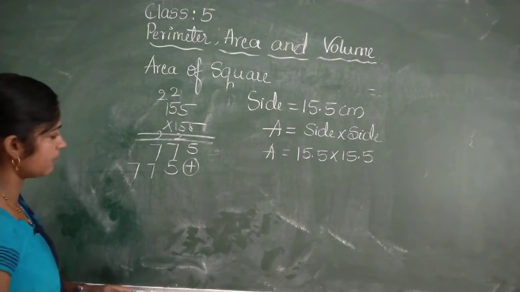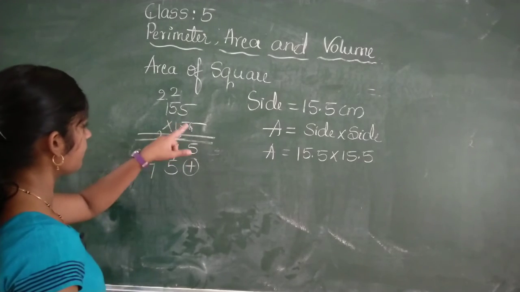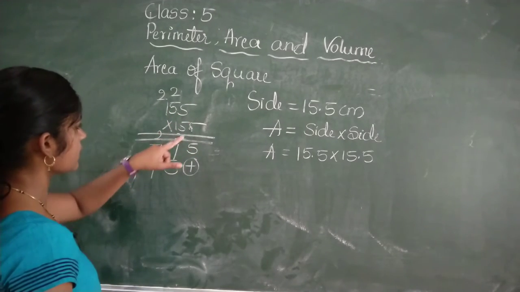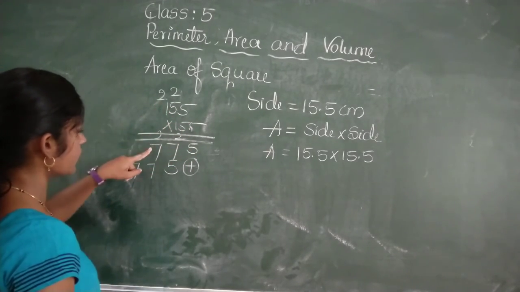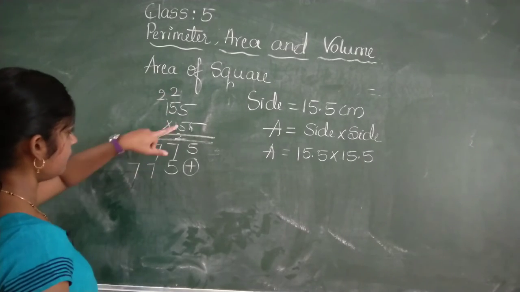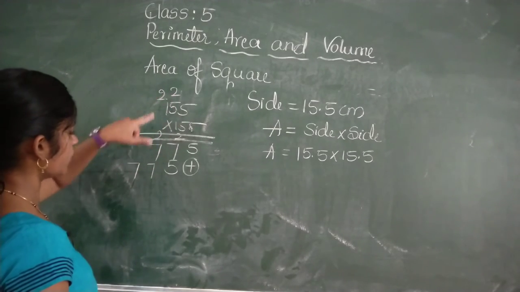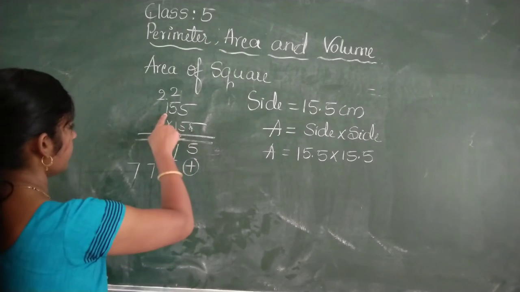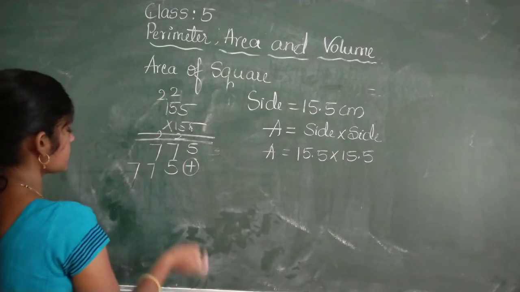I hope you are getting my point. See here. 5 5s are 25, plus 2 is 27. 5 1s are 5. 5 plus 2 is 7. Again 5 5s are 25, plus 2 is 27. Again 5 1s are 5 and 5 plus 2 is 7.